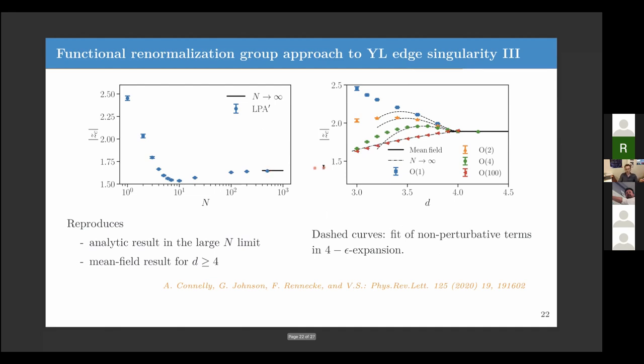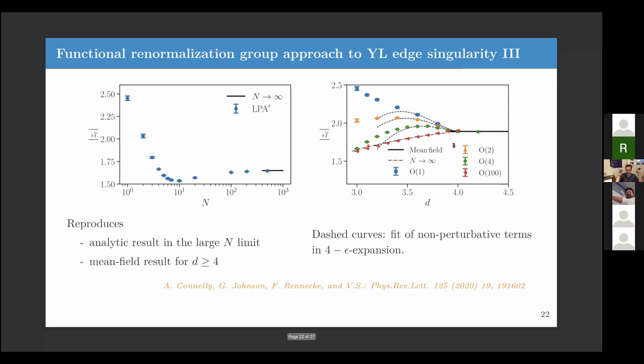Now we can also look at the location as a function of the number of dimensions, and this is also a non-trivial check. This is, for example, for the Z2 universality class. We see that this location as a function of the number of dimensions approaches its mean field value over here. The mean field value is shown by this line. The same for O(2), O(4), and we consider the large N limit in this case as O(100), shown by these lines.